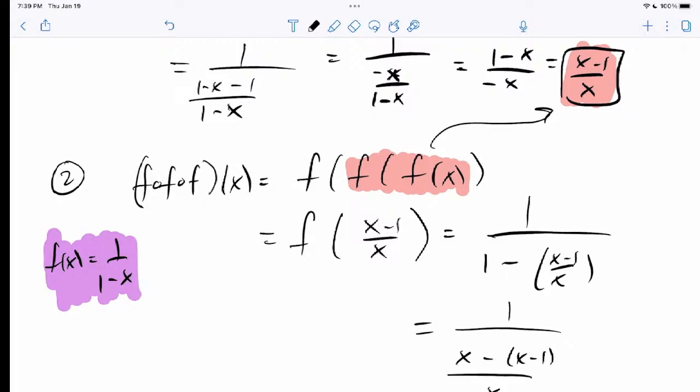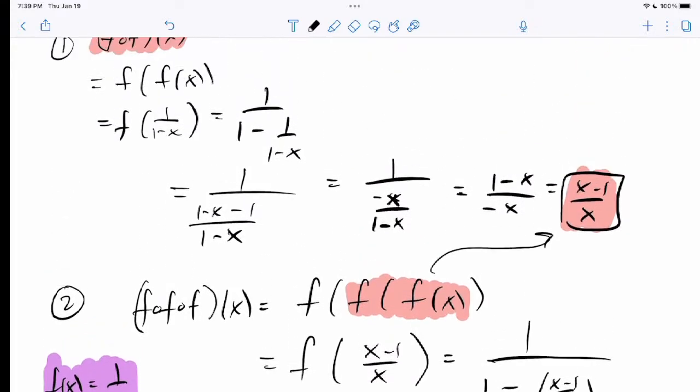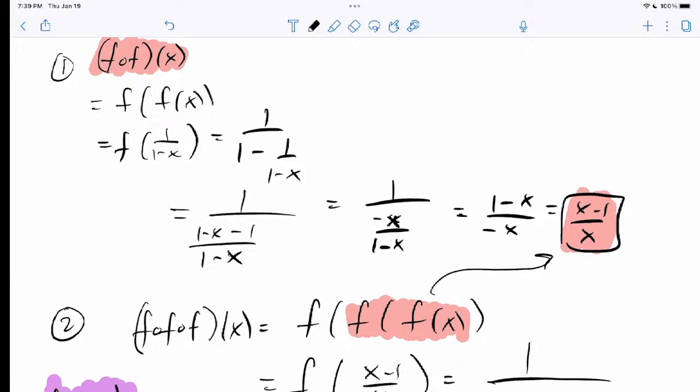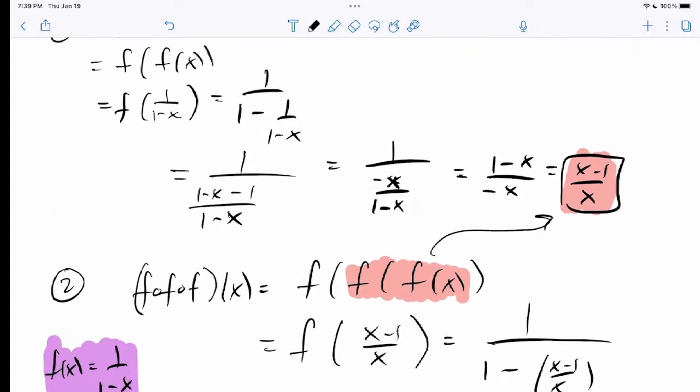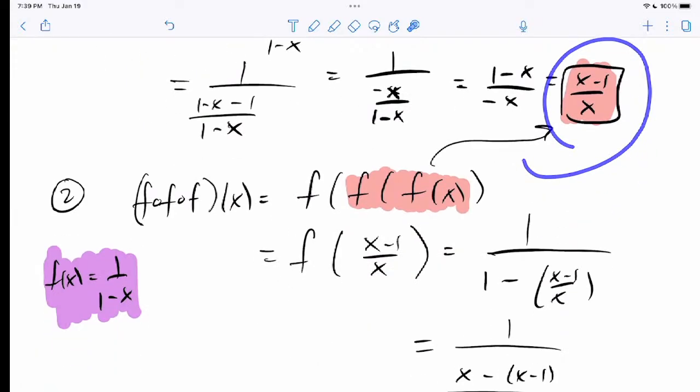Right, so that's what happens in 55. The second composition is x minus 1 over x. The third composition is x. So the fourth composition will bounce back and forth between these two. It will be bouncing back and forth between these compositions now.